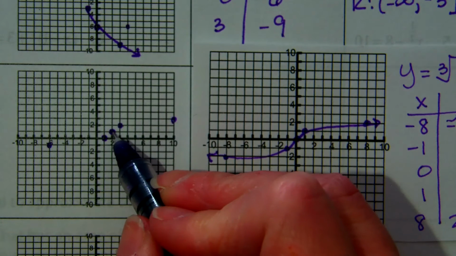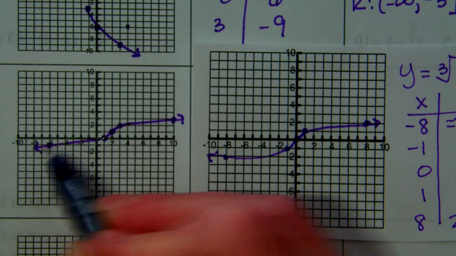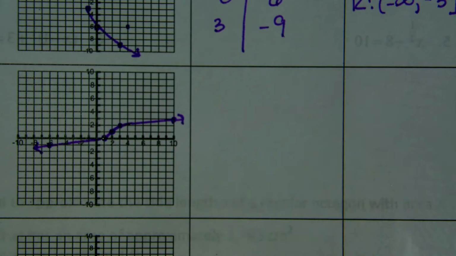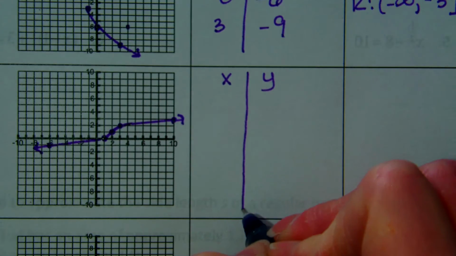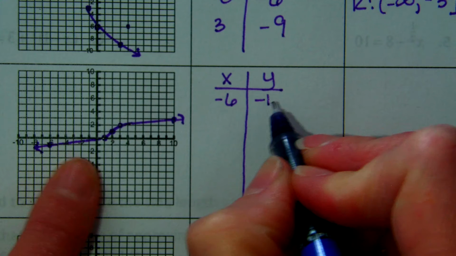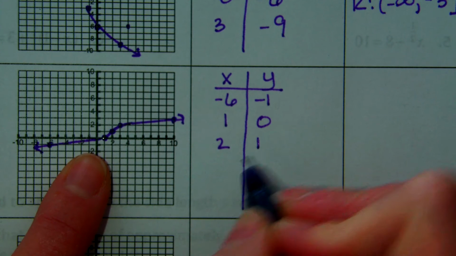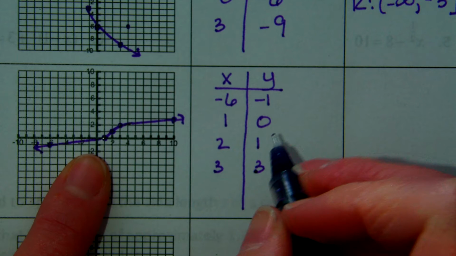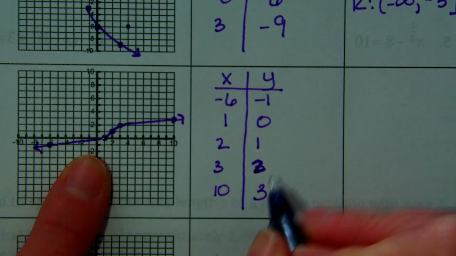All right, connect those points as best you can. This is a teeny tiny graph, but you want to make sure that you try to get those curves on there. And then when you make your table, remember you can get those points from the calculator or you can pull them from your graph, the points that we graphed. This is -6, -1, 1, 0, 2, 1, 3, 2. I'm sorry, that's a 3, 2. It's a tiny graph. And then 10, 3.